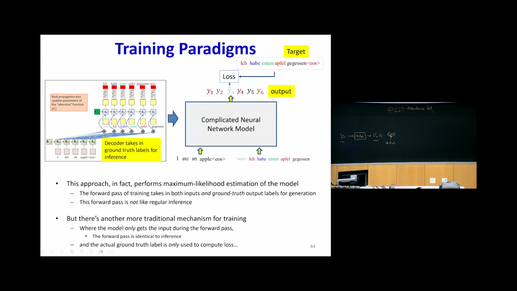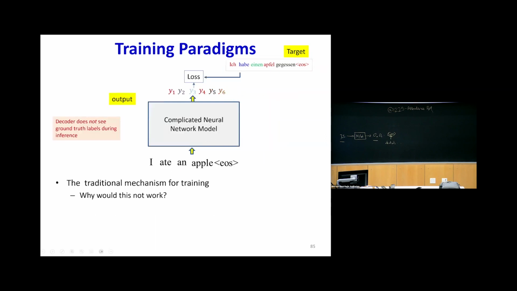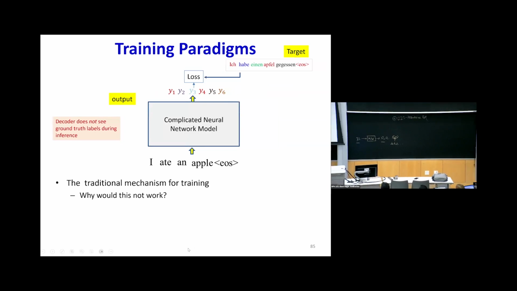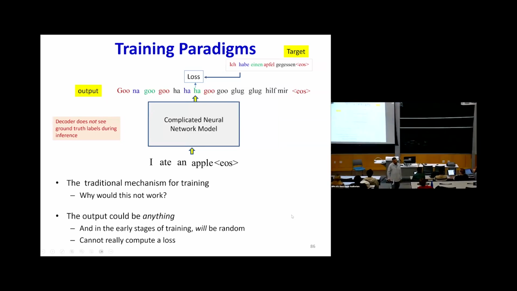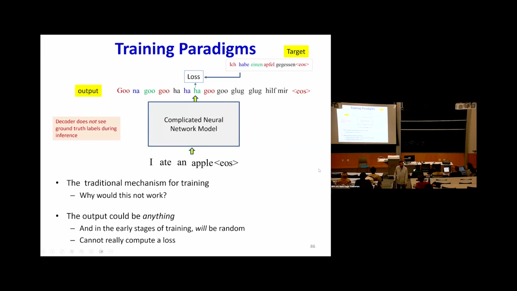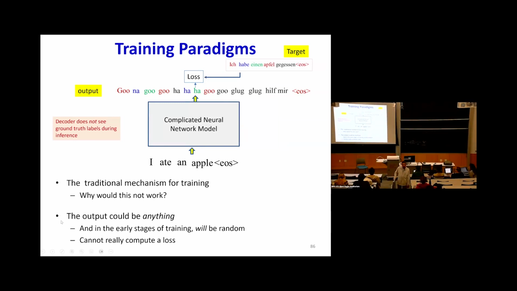So in this traditional mechanism, you would be just generating the output and comparing it to the target output. The problem, of course, is that this wouldn't work because in the initial iterations, you have absolutely no control over what's going to be generated. You could get pure garbage, right? How do you actually compare something like that to your target output sequence? You cannot. They are not comparable. And so computing a loss is going to be challenging, to say the least.